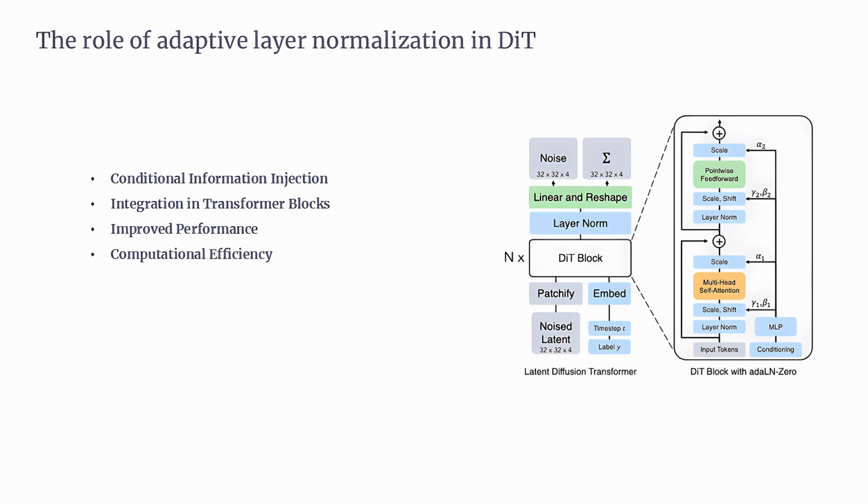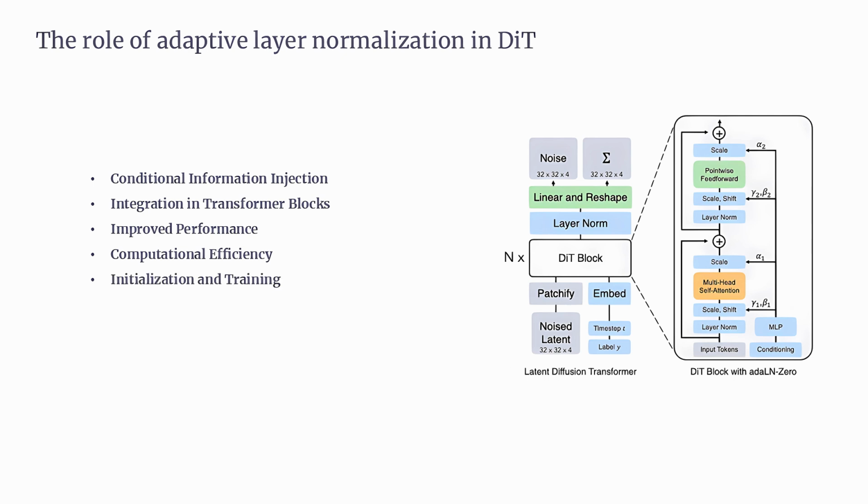The fourth. Computational efficiency. AdaLN provides a computationally efficient method for integrating conditional information. It only increases between 10% and 20% of the total parameters of the model. This relatively small increase in parameters allows the model to achieve substantial improvements in performance without a significant computational overhead.